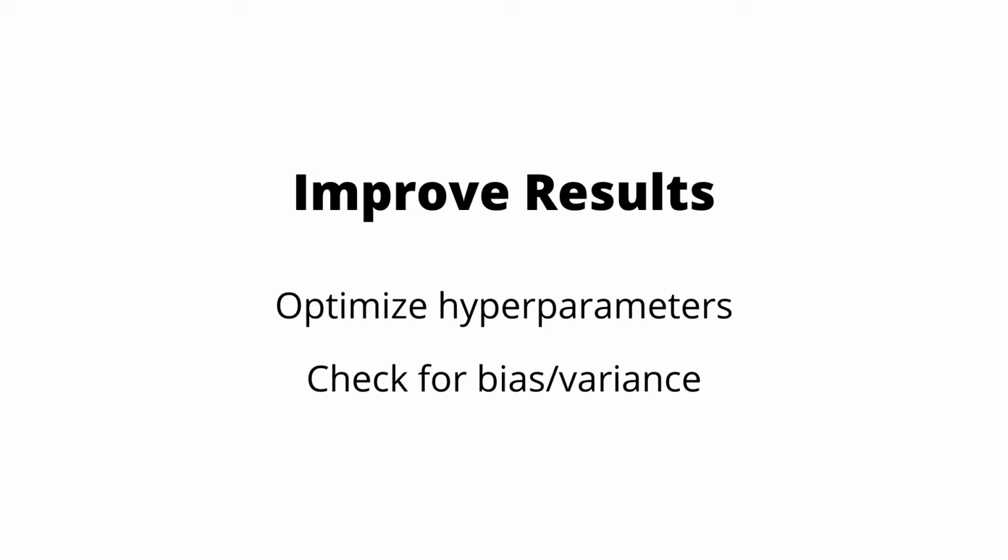After we've built our machine learning model, we want to test it and improve its results. Now, this includes optimizing things known as hyperparameters, which are essentially properties of the model which we can fine-tune to increase our accuracy. We also want to check for something known as bias or variance. Now, bias occurs when our model performs poorly on our training and testing dataset. This means our model was not complex enough. Now, variance is quite the opposite. So, variance occurs when our model is far too complex. This means it performs very well on our training data, but performs poorly on our testing data.